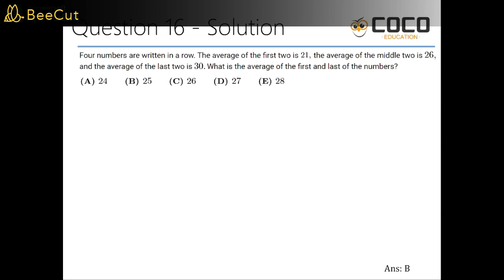Question 16. They say the phone number is A, B, C, D. So average of the first two is 21. Sum of the first two numbers is 21 times 2, 42. Average of the middle two is 26. So B plus C is 26 times 2, 52. Average of the last two is 30. And C plus D is 30 times 2, 60.